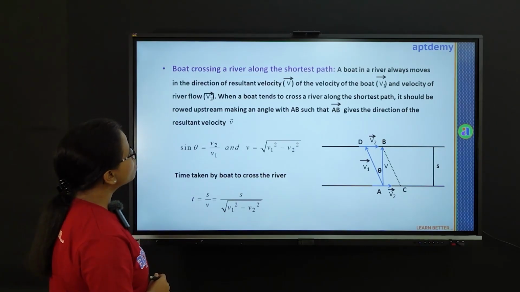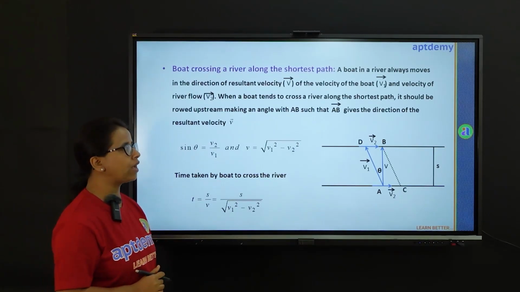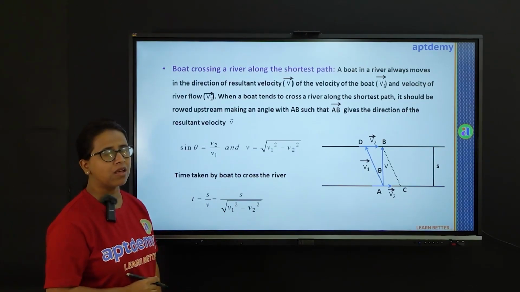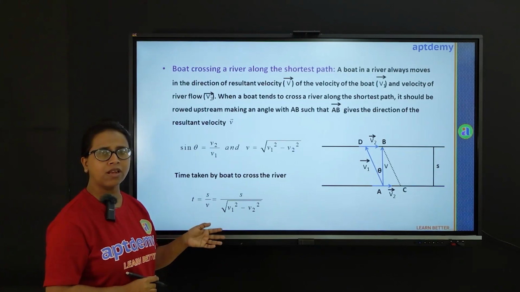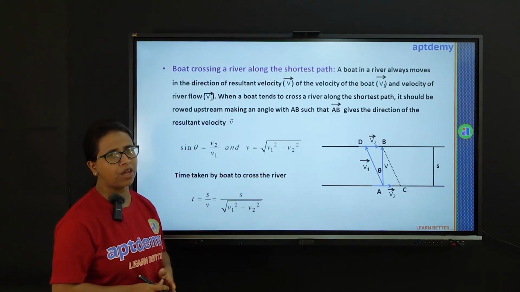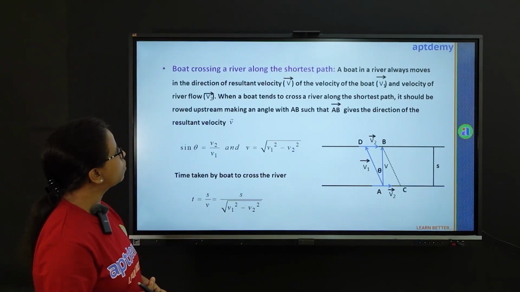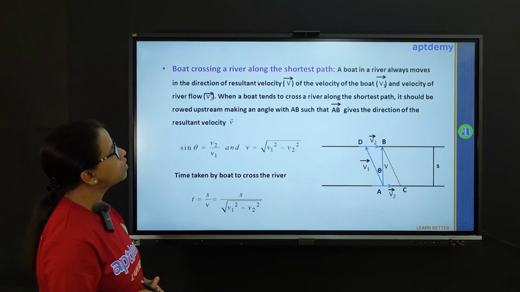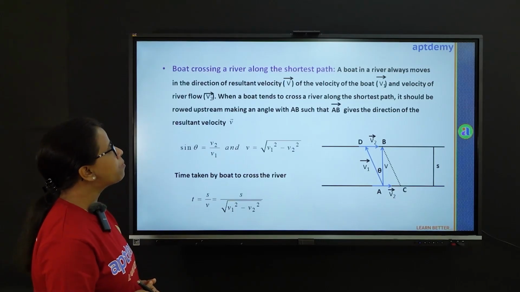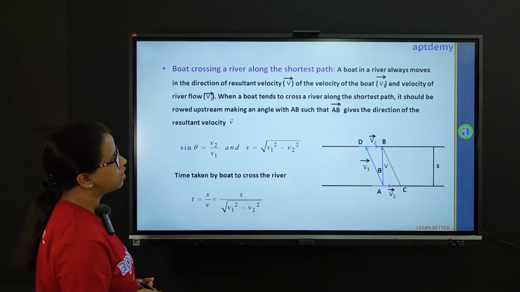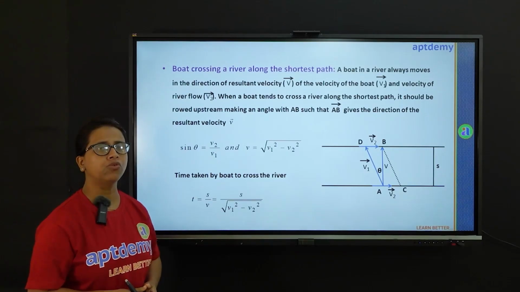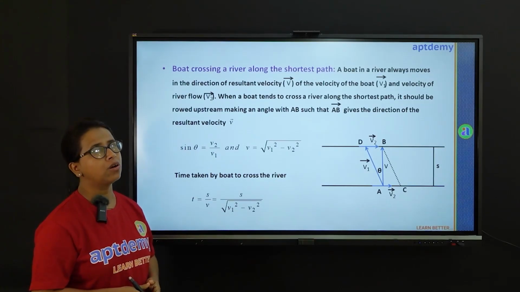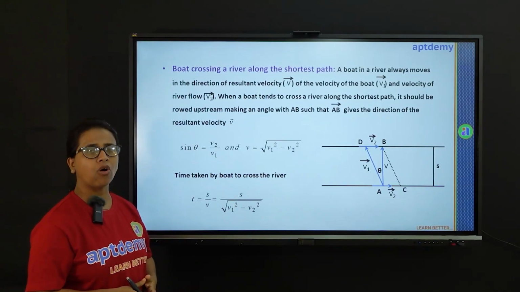So these are certain tips that you have to remember, which will be of importance while solving numericals. Now, two most important concepts in vectors, and you are sure to get a question on these parts. They appear difficult, but once you understand the concepts it becomes very easy. So let's have a look at the first one: a boat crossing a river along the shortest path. Remember, whenever a boat is crossing a river, it always moves in the direction of the resultant velocity of the boat and that of the river.